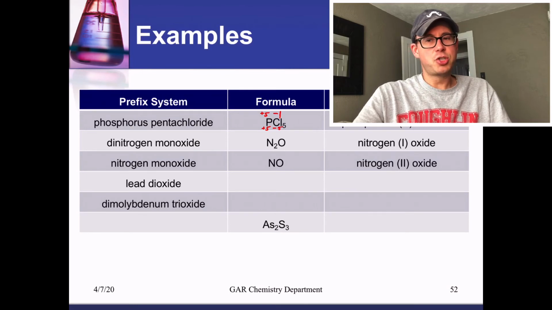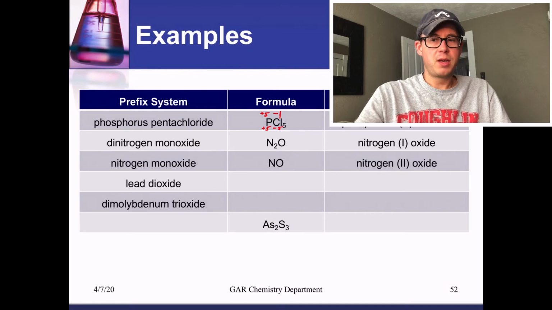Example 2, dinitrogen monoxide. Dinitrogen means two nitrogens. Mono oxide is one oxygen, so it's N2O. Start with oxygen. The rule is oxygen is almost always -2 unless it's a peroxide or superoxide. This is not a superoxide because the first element's nitrogen, not one of our metals from group 1.